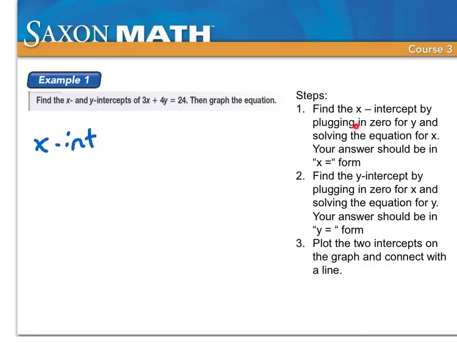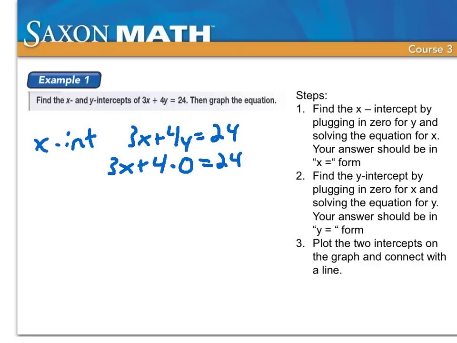To find the x-intercept, we're going to plug 0 in for y and solve the equation for x. So basically, I'm going to take my equation, 3x plus 4y equals 24. So this is 3 times x plus 4 times y equals 24. And I'm going to plug 0 in for y, because remember, when it crosses the x-axis, the y-coordinate has to be 0. So I'm going to have 3x plus 4 times my y value, which is 0. So I got 3x plus 4 times 0, which is 0, equals 24.